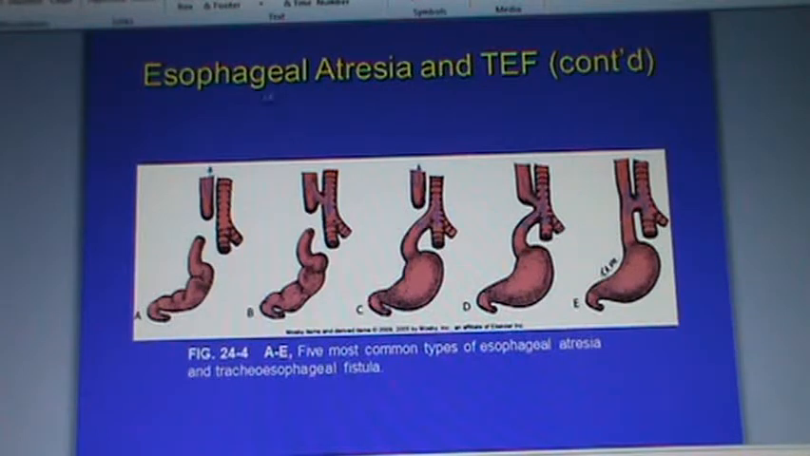There, your esophageal atresia. It's not complete. There's nothing complete there. It's a blind pouch. This one doesn't even connect. This one went through and doesn't connect. And this one's going nowhere also. Five most common types of esophageal atresia and tracheoesophageal fistula.